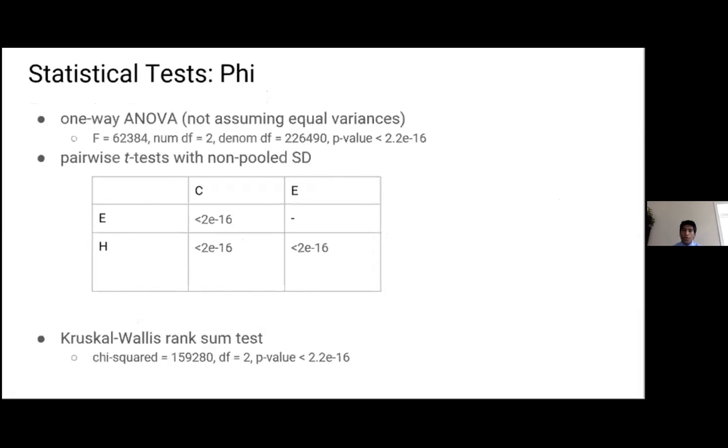We also ran 3 statistical tests with the same purpose, to see if the mean phi angle was different across all 3 clusters. As you can see, our results were statistically significant with a p-value of approximately 0. Our results were also statistically significant for the mean psi angles.